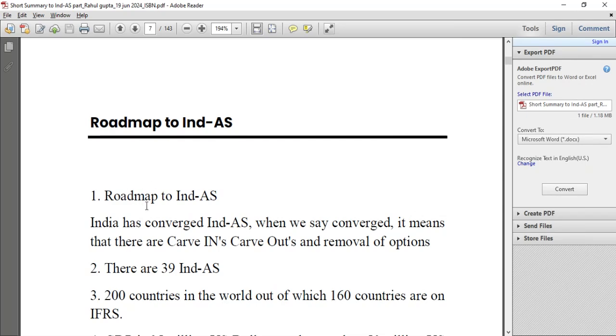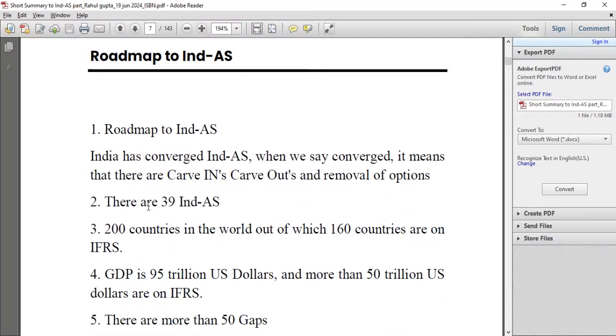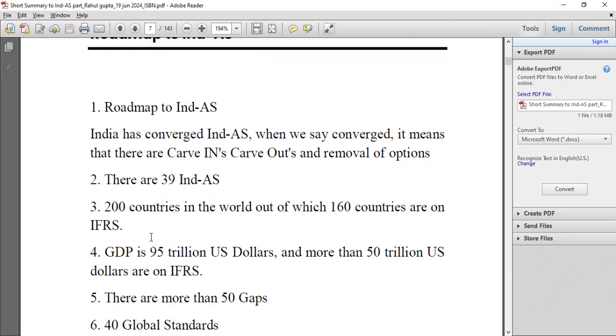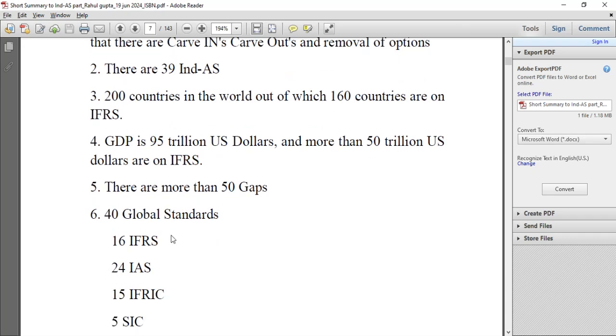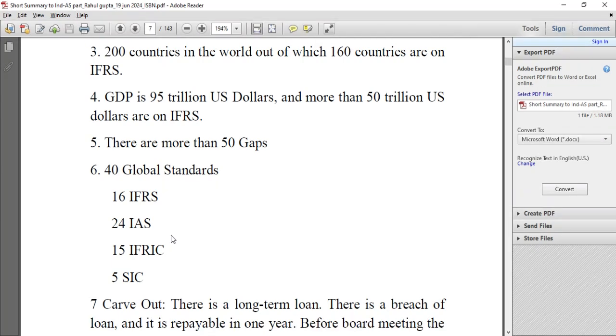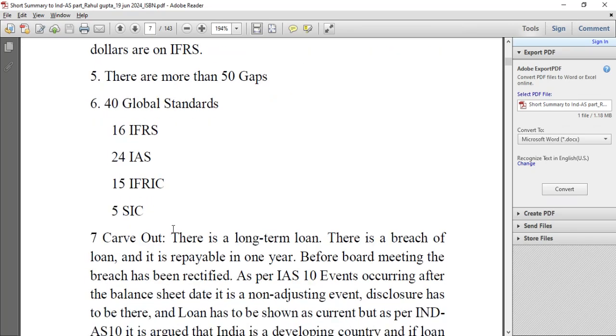So to start with, India has converged to Ind-AS. When we say converged, it means that there are carve-ins, carve-outs, and removal of options. There are 39 Ind-AS. Of the 200 countries in the world, 160 countries are on IFRS. The GDP is 95 trillion US dollars, and more than 50 trillion US dollars is on IFRS. There are more than 50 gaps. There are 40 global standards: 16 IFRS, 24 IAS, 15 IFRIC, and 5 SIC.